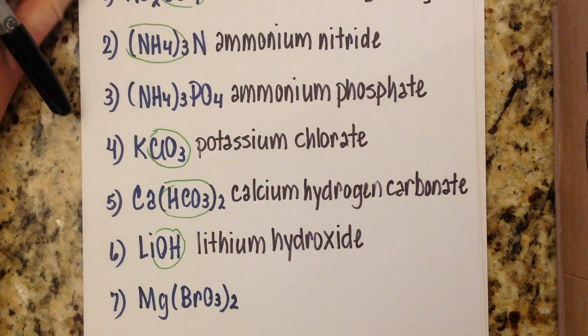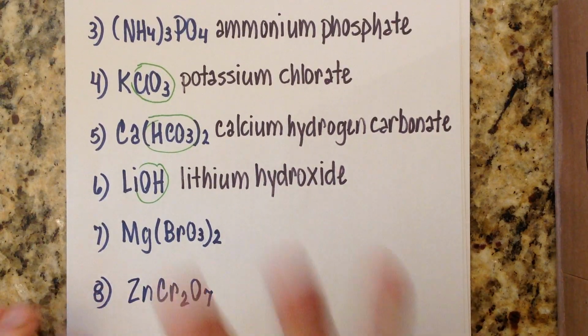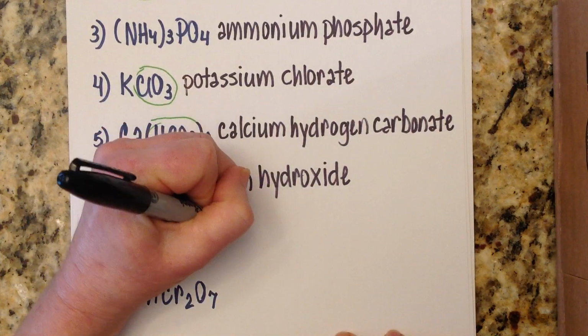All right, let's look at number 7. I've got 2 more. I'm hoping at this point you've maybe paused and just written these down and you've already tried them and now you're just seeing if you got them right. That's a great way to do it. This is magnesium, and this is the polyatomic ion bromate.